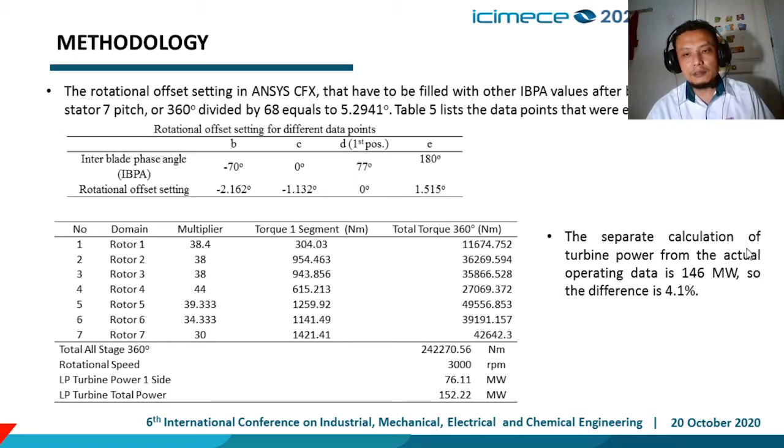So this is how we do validation for CFD model. We compare with calculation of turbine power from the actual operating data, which is 146 megawatt, and this is from CFD calculation 152 megawatt. So the difference is 4.1%.